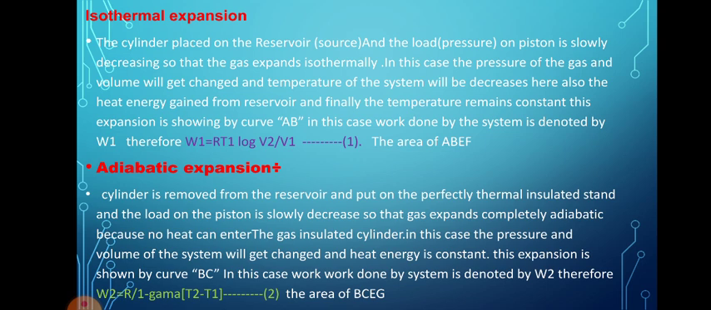In this case, the pressure and volume of the gas will change. Heat energy is gained from the reservoir, and finally the temperature remains constant. This expansion is shown by the curve AB. In this case, the work done by the system, W1, is equal to RT1 log V2 by V1. This is equation number 1, the area of ABE.